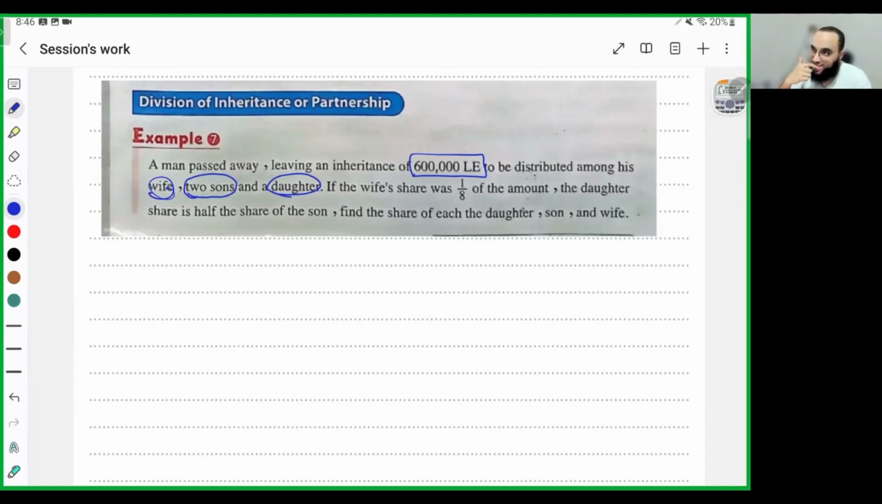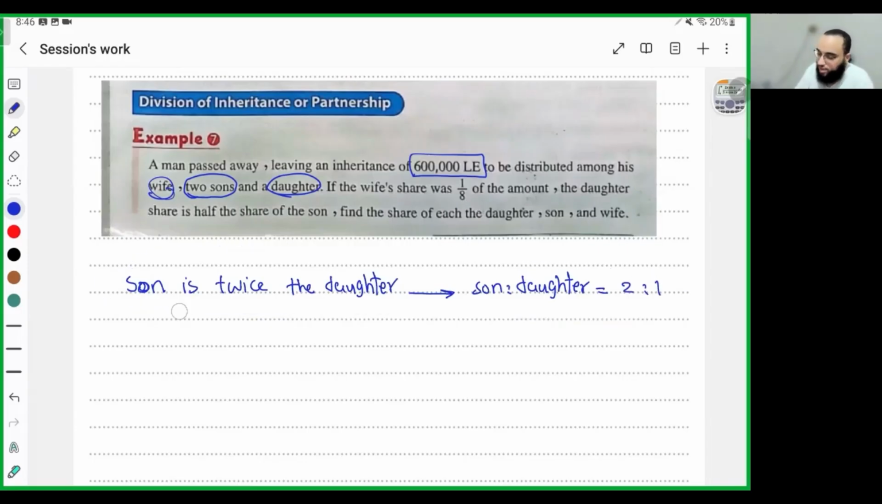نعم. The son is double the daughter, or half the daughter, or quarter the daughter? المفروض the son has double the daughter. This is the most important thing in this question. So here, the first thing that you have to know is that the son is twice the daughter. Okay? So what is the ratio between the son and the daughter? It's 2 to 1 or 1 to 2? 2 to 1. This is a very important thing.